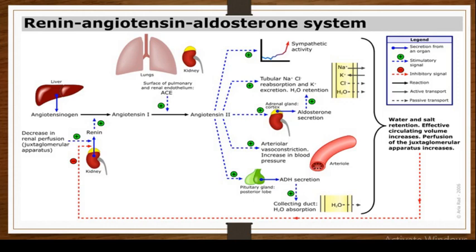This same angiotensin 2 will act on the adrenal cortex and cause the secretion of aldosterone. Aldosterone will also further enhance the reabsorption of water. Now, once water, sodium, and chloride have been absorbed, it will lead to increased circulatory volume.